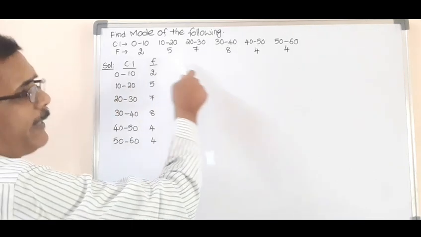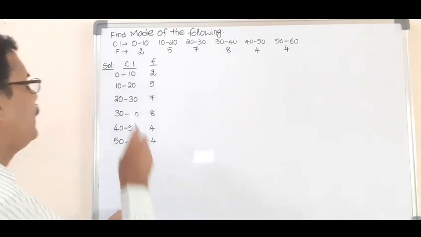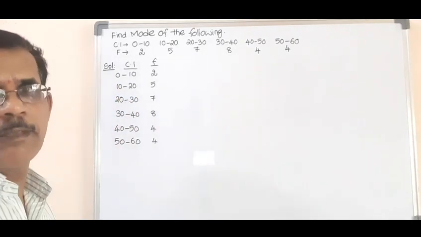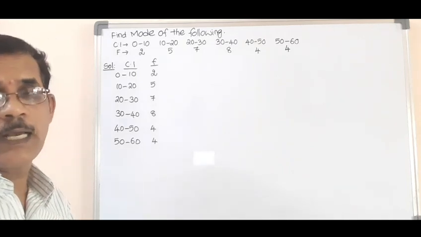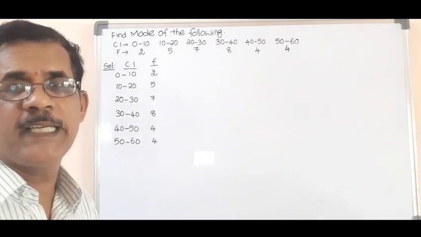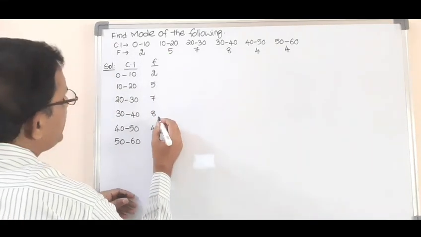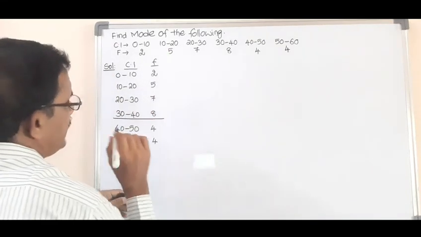Next sum. Find the mode of the following. Class intervals and frequencies are given. So we will take class intervals in the first column and frequencies in the second column. Mode: the observation with the highest frequency is called the mode. Here what is the highest frequency? 8. So we will underline that class.